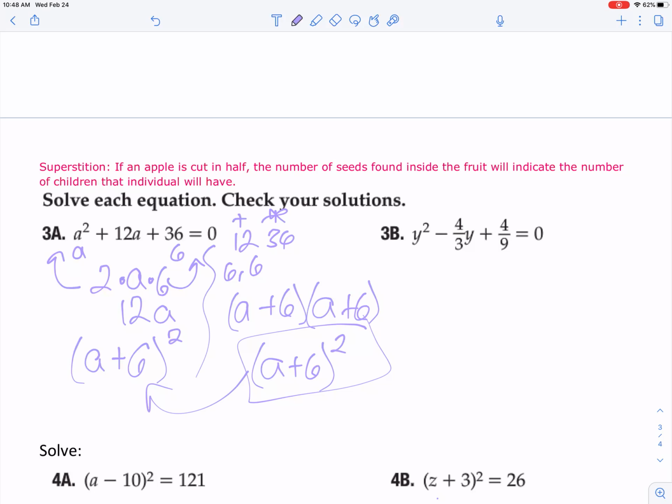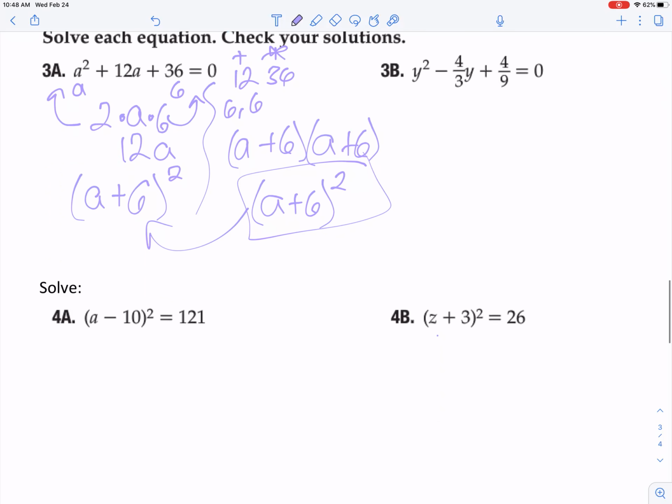But I want you to get in the habit of trying to think about this from a shortcut point of view, because in Chapter 9, you're going to need it. So try another one with me.